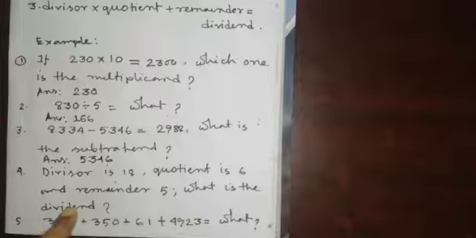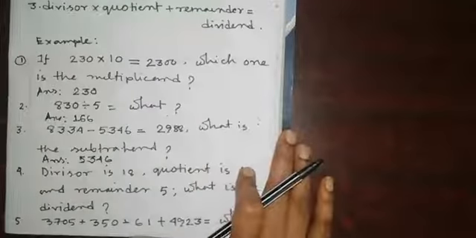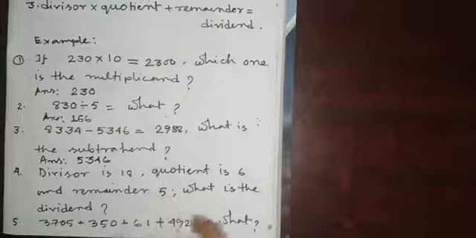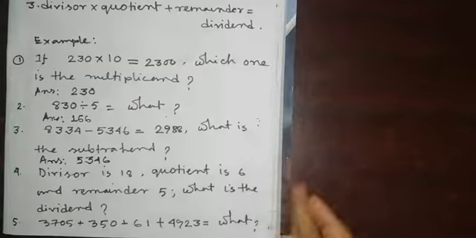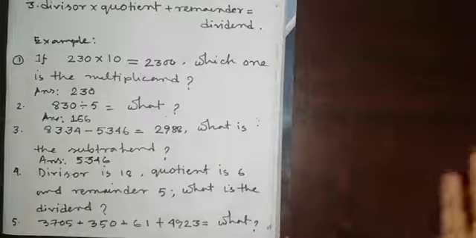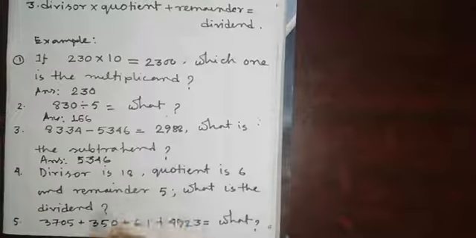Okay, you can write down. You have to practice such short questions at home, so there is no need to write now. First try to understand, then take a screenshot and do it at home. So divisor is 18, quotient is 6, and remainder is 5.